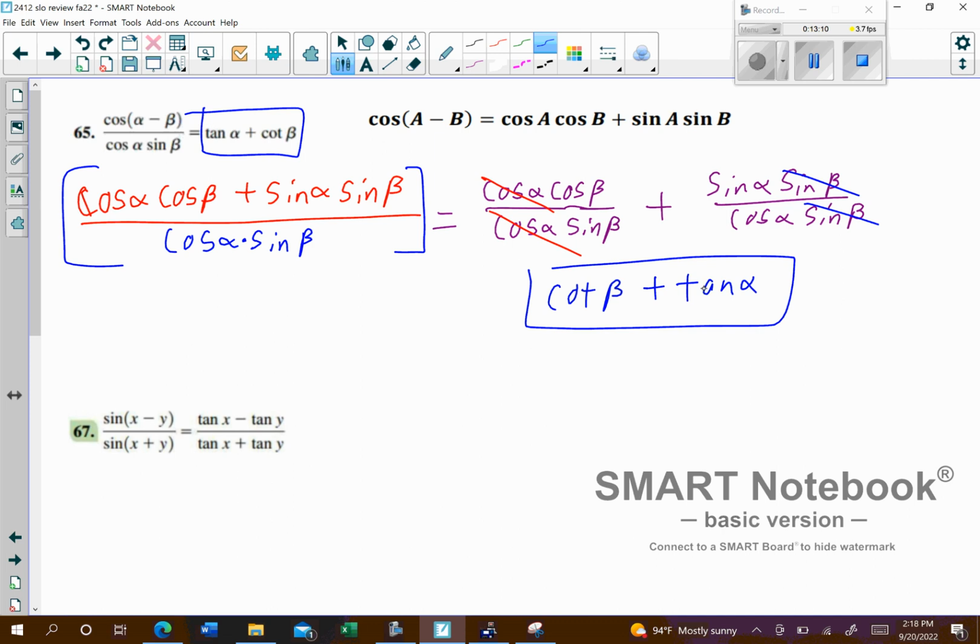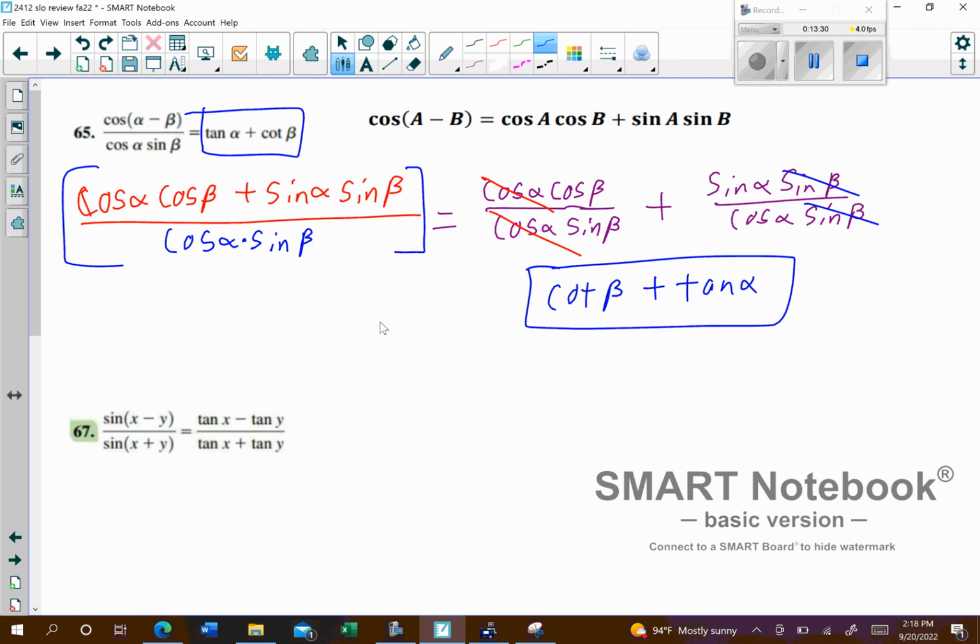Yes, they're in a different order, but that doesn't matter. Addition is commutative. Now, if it was minus, I'd have some issues. I'd have to look back and see something must have gone wrong. But addition is commutative, so it doesn't matter that they're in a different order. Okay, let's try another one.